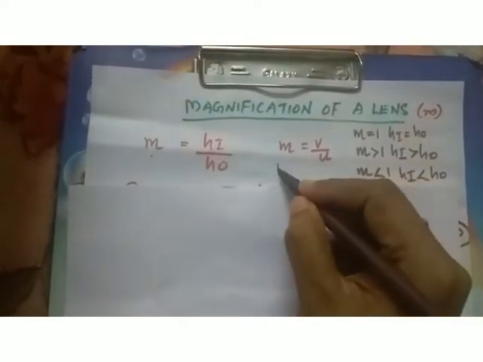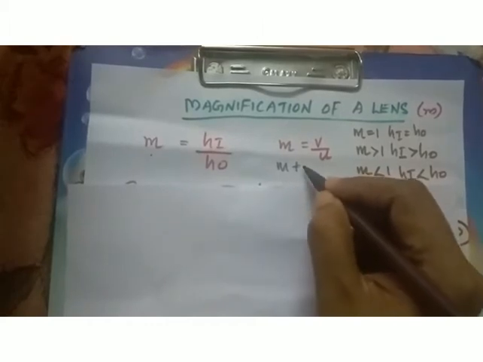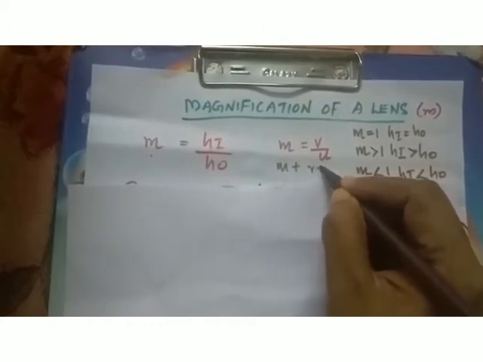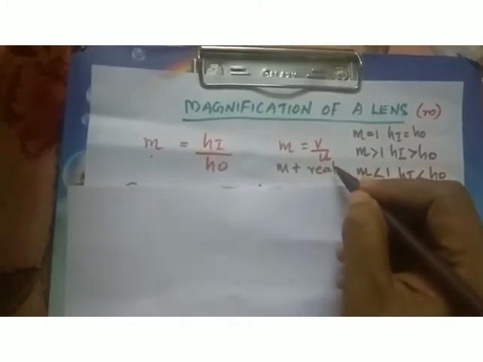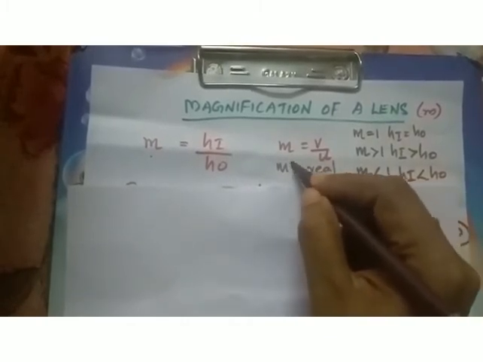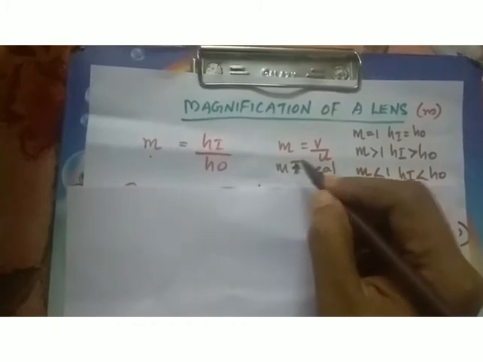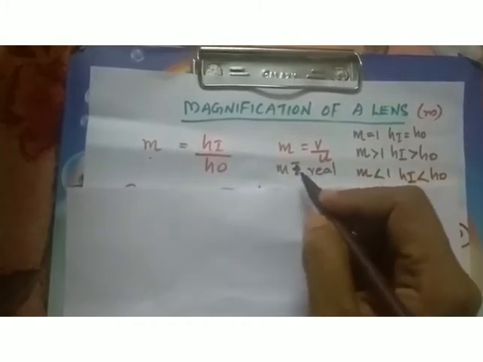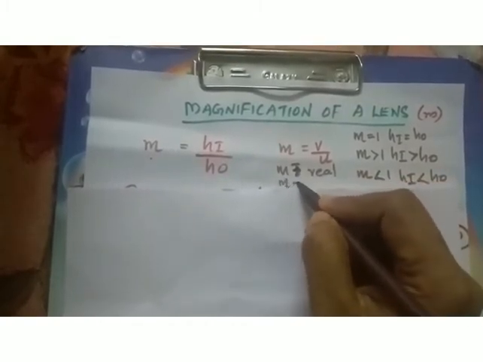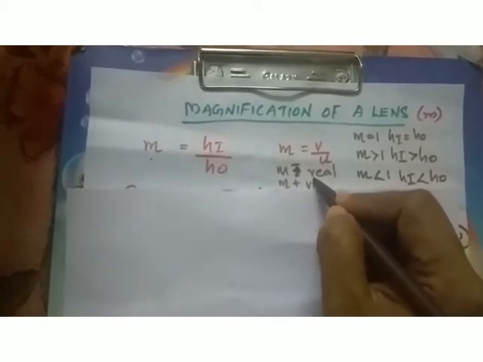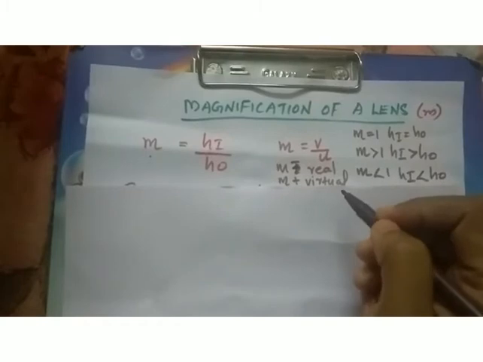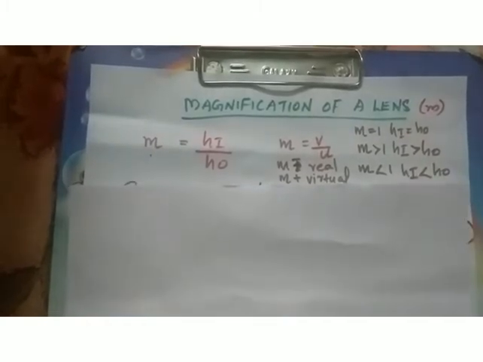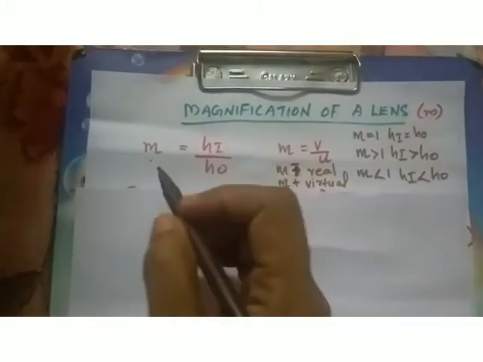Also, if magnification is negative, it will be a real image. And if magnification is positive, it will be a virtual image. So such information is available from the value of magnification.